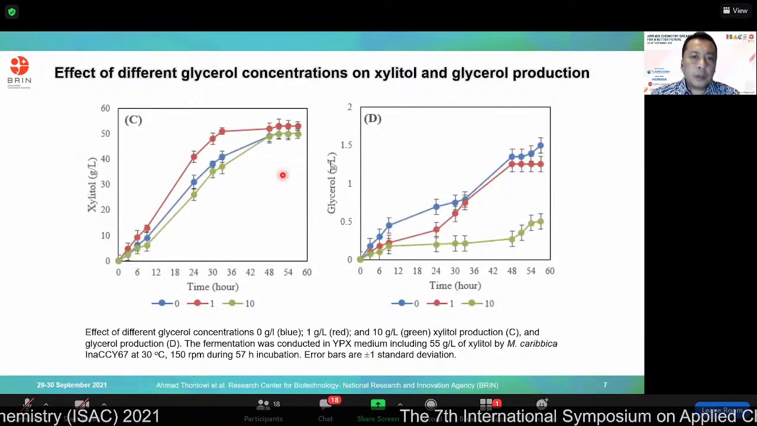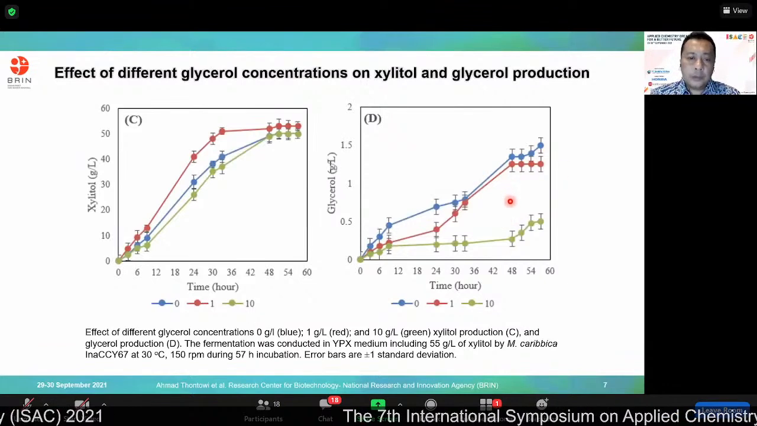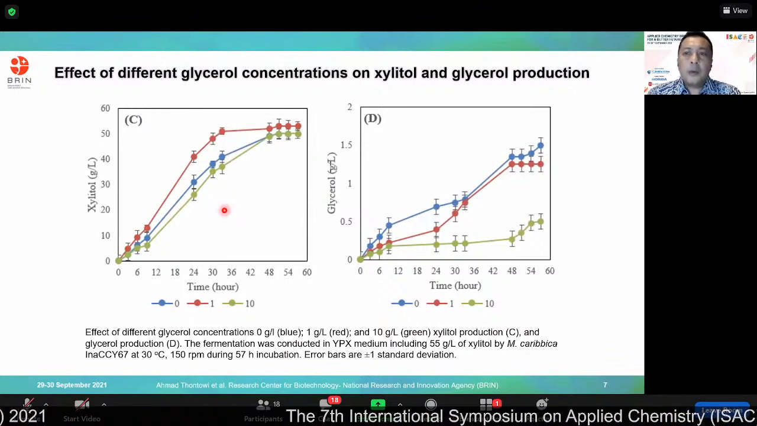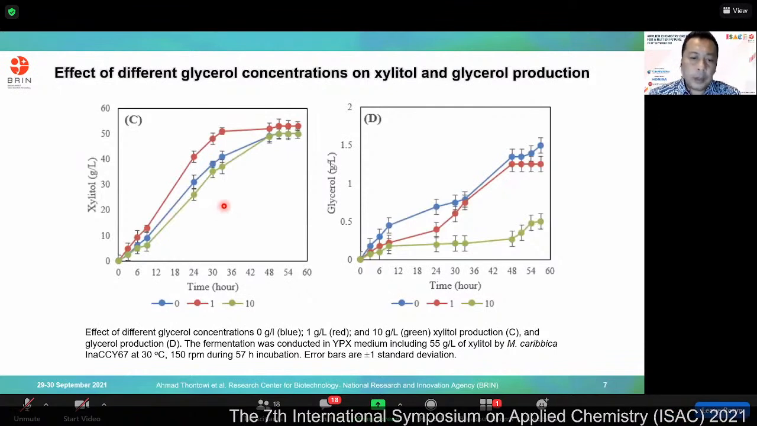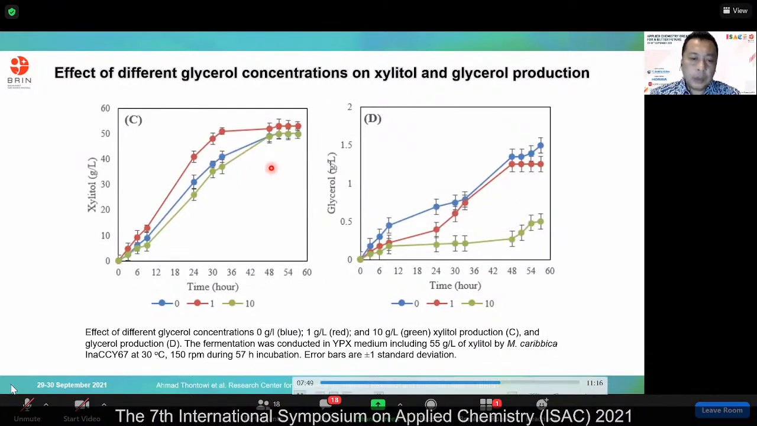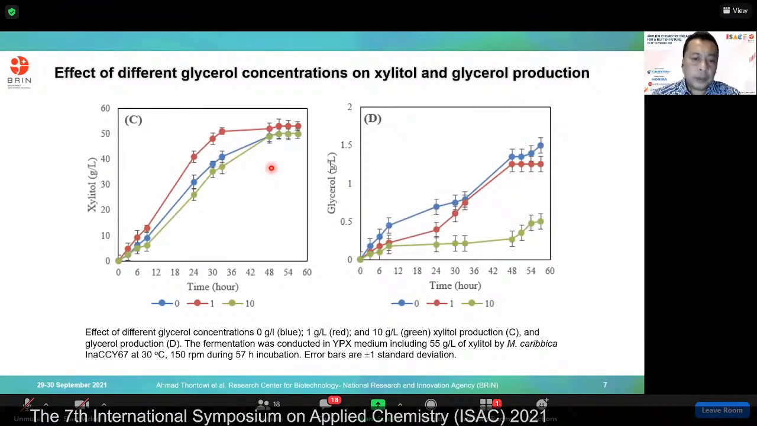This is xylitol production in the fermentation. Xylose was preferred by the InaCC Y67 strain during fermentation when the glycerol added to the medium was 1 gram per liter. It resulted in an increase of about 80% after 40 hours of fermentation. This is consistent with the cell growth at the end of the fermentation shown before.